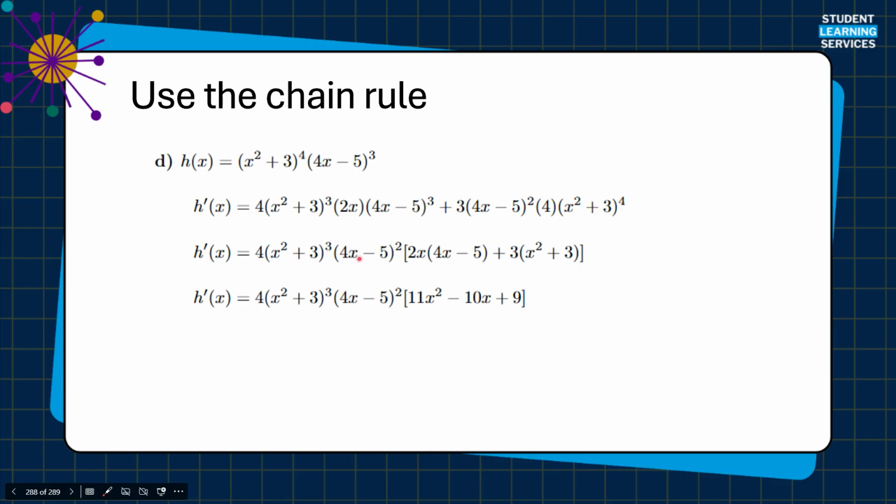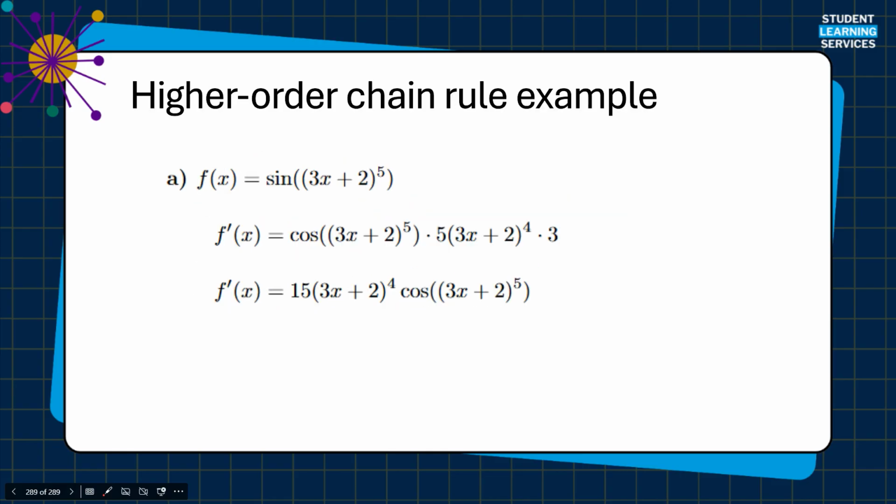And then finally, let's try something more advanced: a higher order chain rule example. We have sine of (3x plus 2) to the 5. You can see that there are 3 chains. The first chain is sine x, the second chain is x to the 5, and the most inside is 3x plus 2.